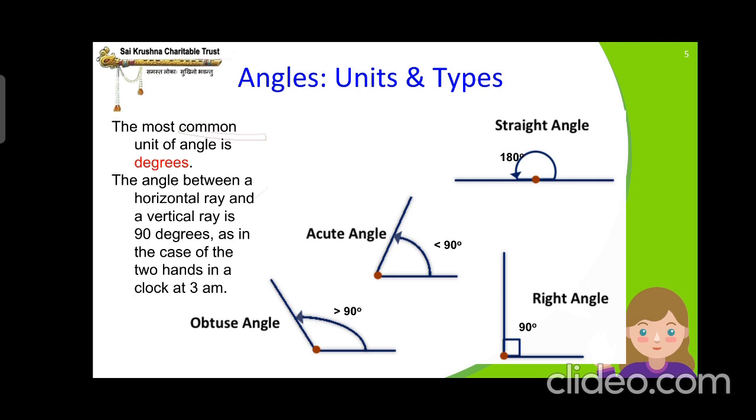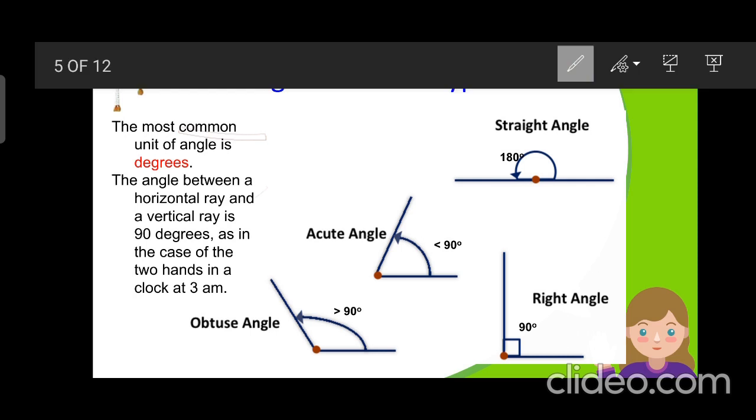The angle between a horizontal ray and a vertical ray is 90 degrees, as in the case of the two hands in a clock at 3 o'clock. So at 3 o'clock what happens? What will be the angle? 3 o'clock will be something like this, right? So this represents 3 and here it represents 12. So this is 90 degree. Did you all get it, children?